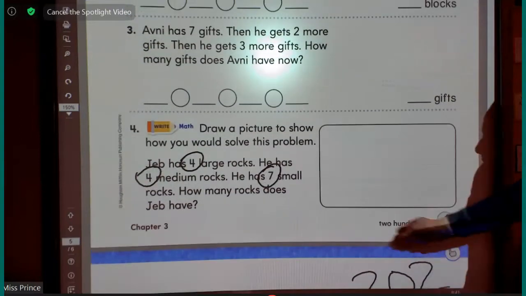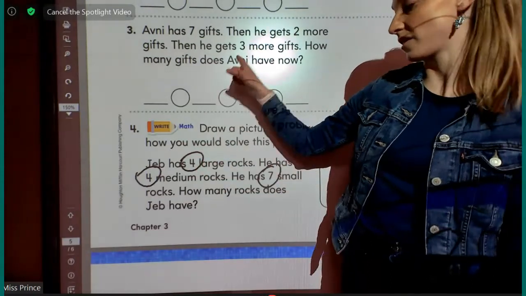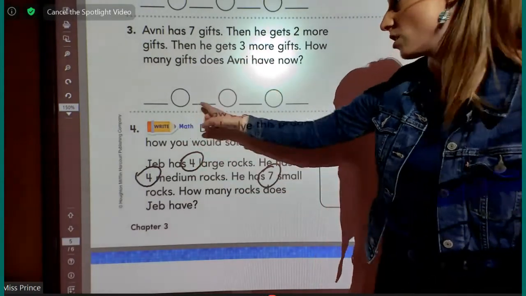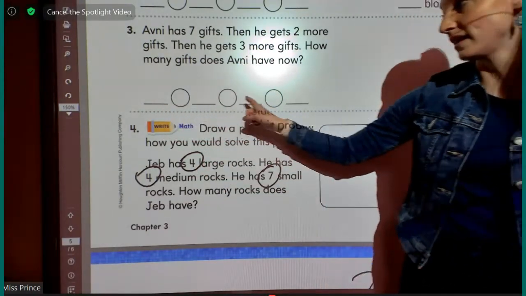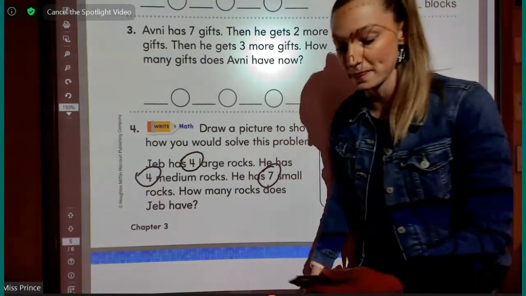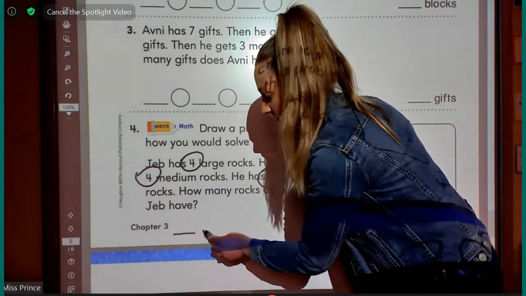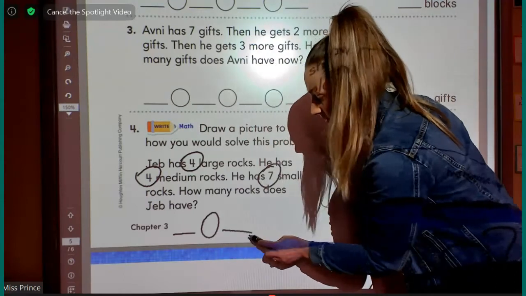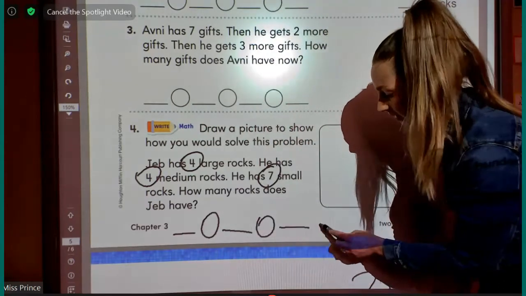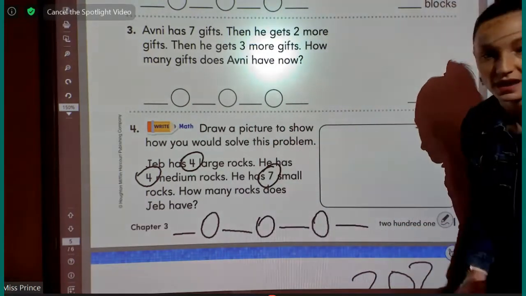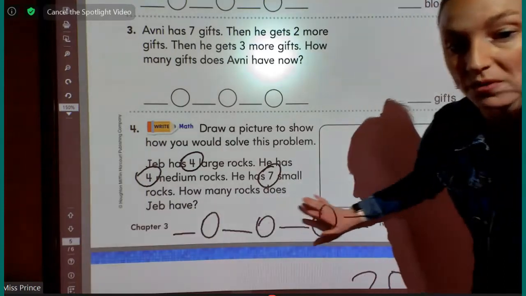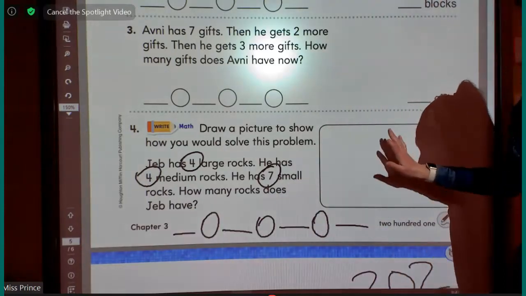This is the same exact thing as this. They just don't have these lines and circles. If you want to put them on there, that's totally fine. Something plus something plus something equals something. If that helps you, you can put that on there. They just want you to draw a picture also.